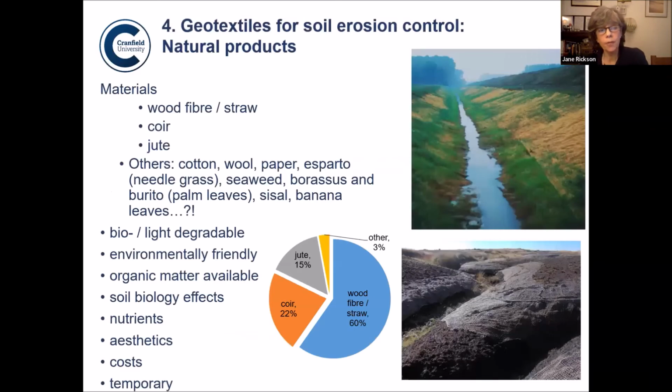If we look at some of the natural products that we've evaluated, the materials are things like wood fibre and straw, coir, jute. The more marginal ones, again, we've worked on things like cotton, wool, paper, needlegrass, seaweed, borassus and buriti palm leaves, sisal, banana leaves.